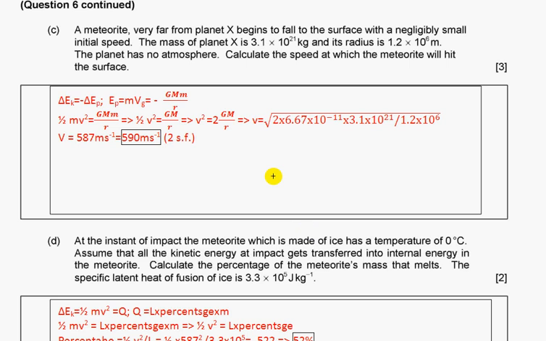A meteorite very far from the planet begins to fall to the surface with negligibly small initial speed. The mass of the planet and its radius are given. The planet has no atmosphere. Calculate the speed at which the meteorite will hit the surface.